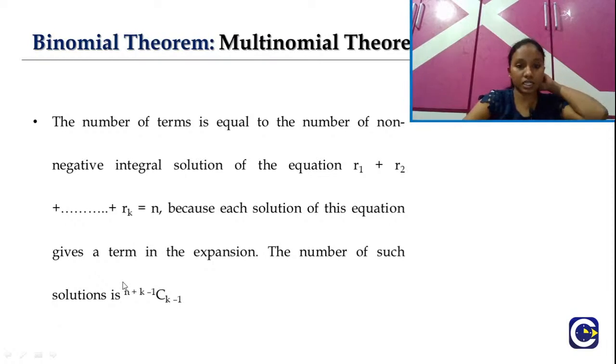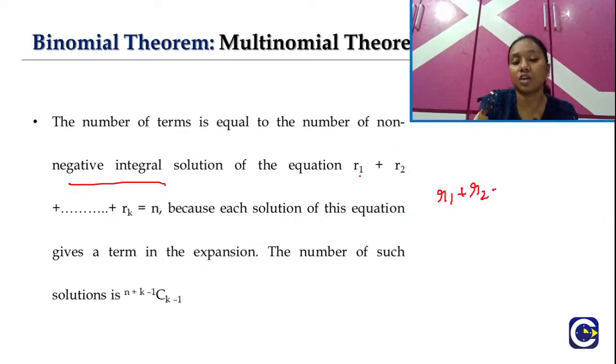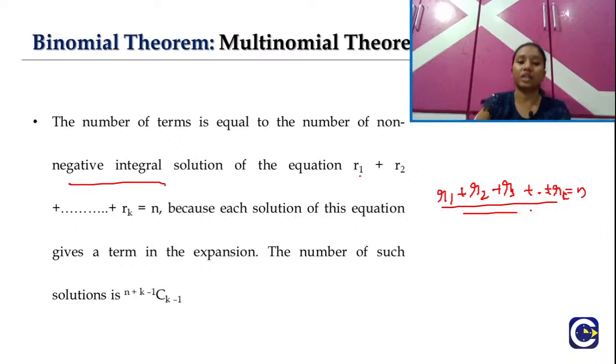So let's see the easiest formula here: the number of terms is equal to the number of non-negative integral solutions of the equation. Yes or no? Because here r1, r2, r3 take only non-negative values, not negative ones. So the number of terms can be rewritten as the number of non-negative integral solutions of the equation r1 plus r2 plus r3 plus and so on rk is equal to n.